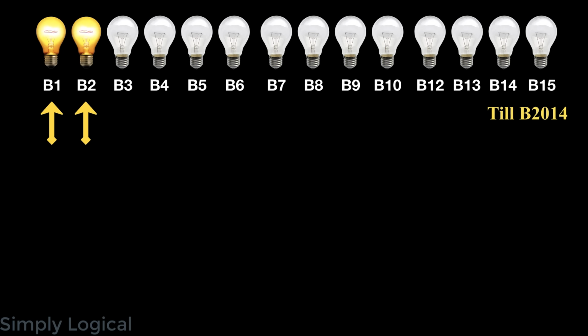Also, it is given in the question that they are placed in a circular path. Now, since 2 bulbs are in the on state and the remaining 2012 bulbs are in the off state, clearly all 2012 bulbs which are in the off state are adjacent.